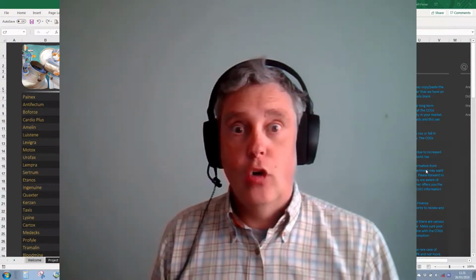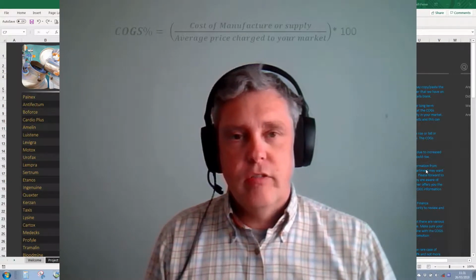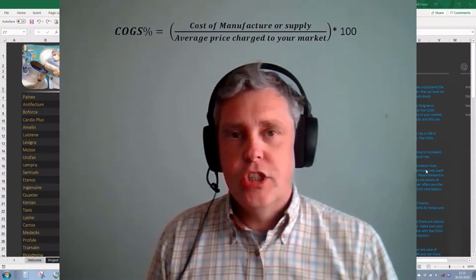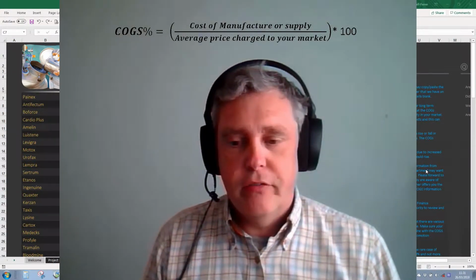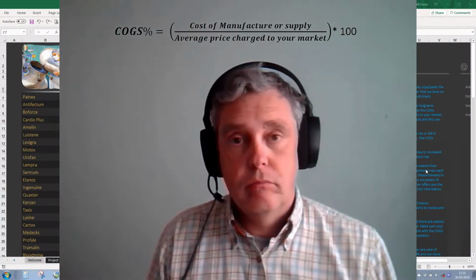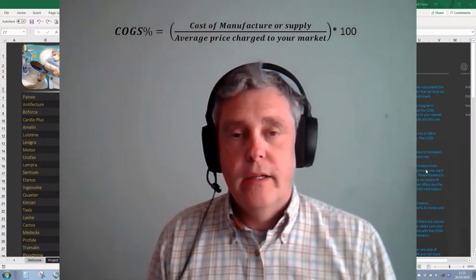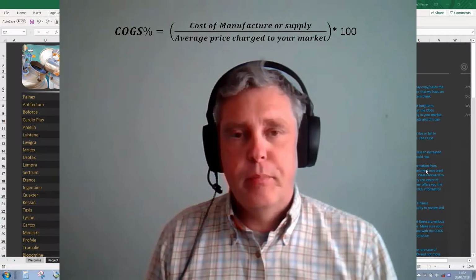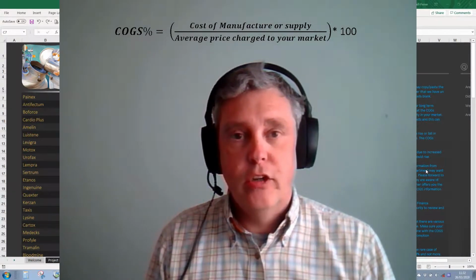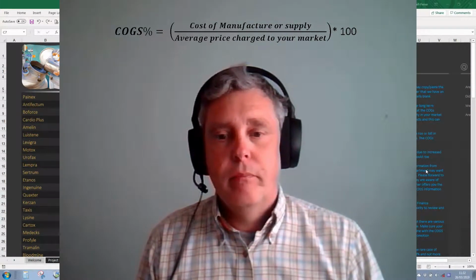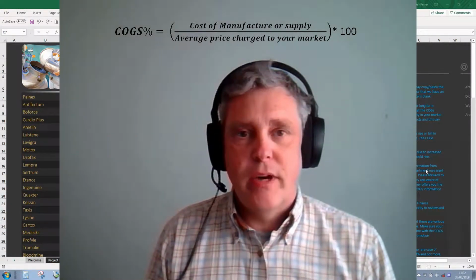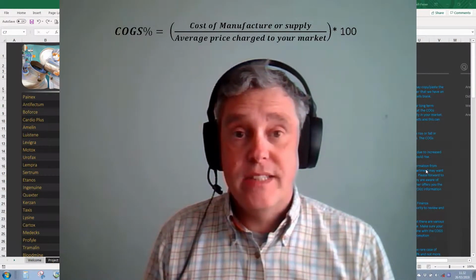Now, this profit margin, often referred to as the cost of goods, or COGs for short, is a ratio. It's the ratio of the cost of manufacture or supply of the product in question divided by the average price that you charge in your market. Now, this ratio is usually expressed as a percentage.